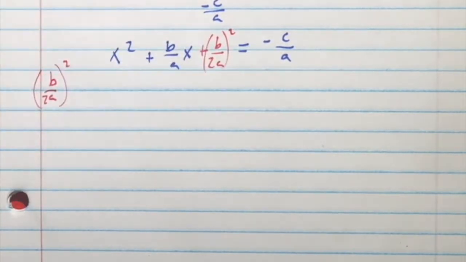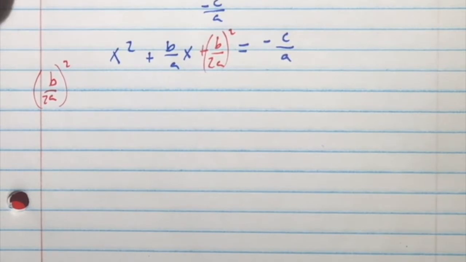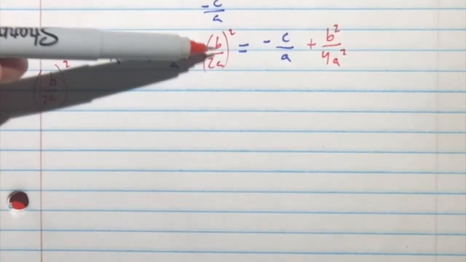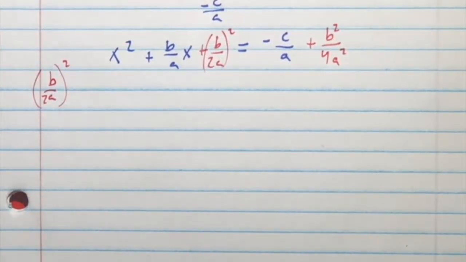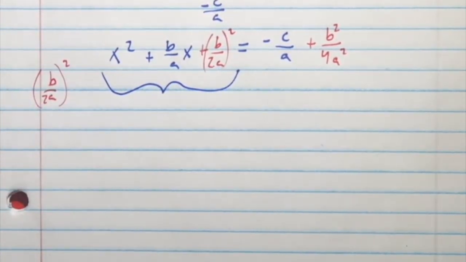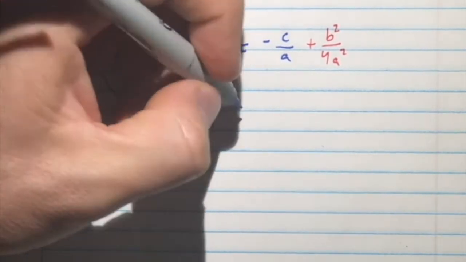We're also going to add on the right side, but as I do that, I'm going to get rid of this square. That's one of our exponent rules. So we're going to have b squared, 2 squared, and a squared. The reason we did that is that this thing right here is what's called a perfect square trinomial, which means it can be factored into the form x plus something squared.